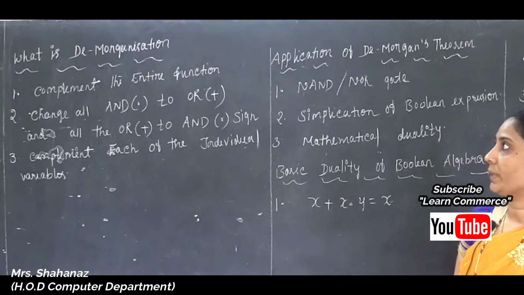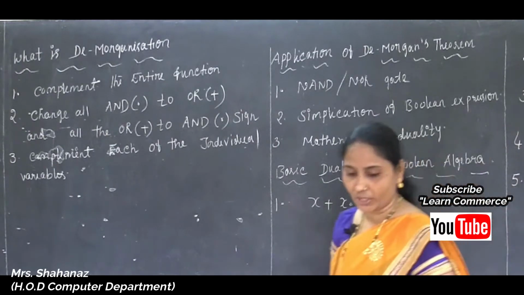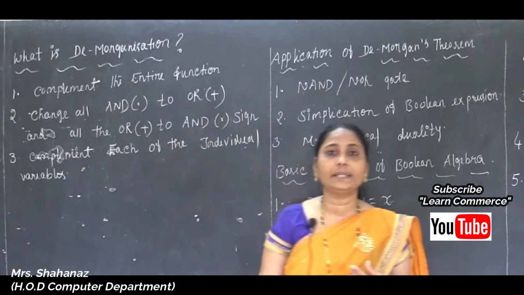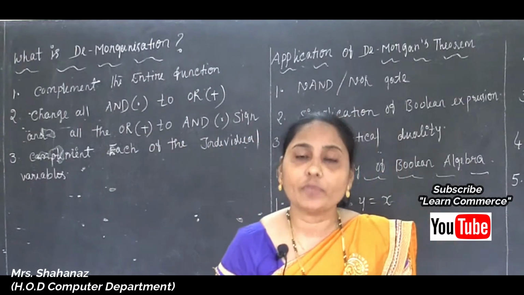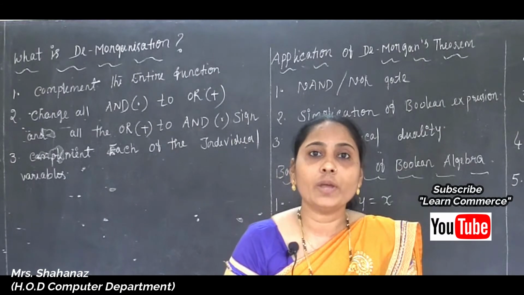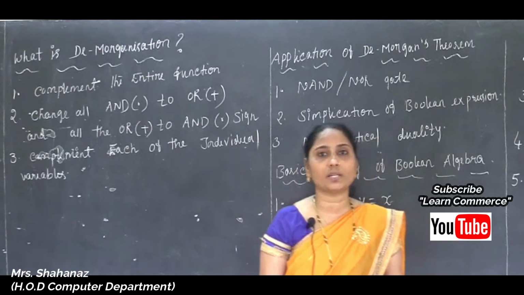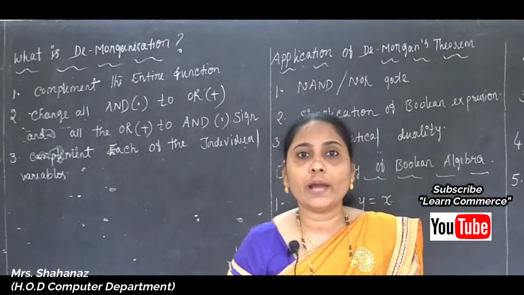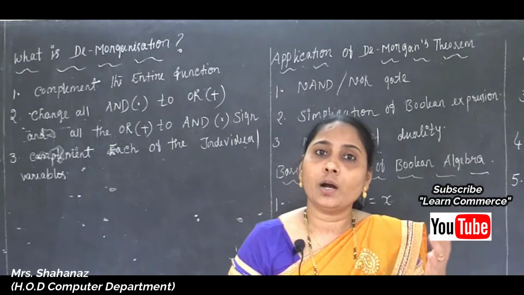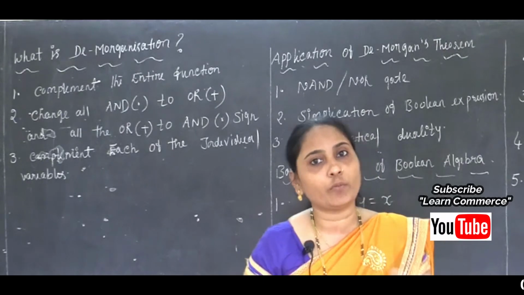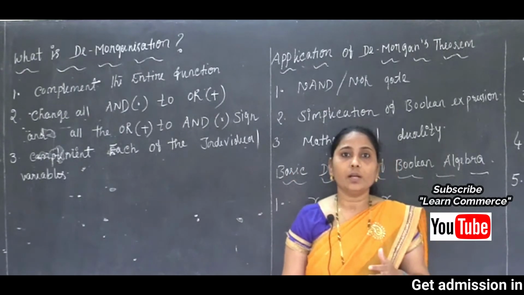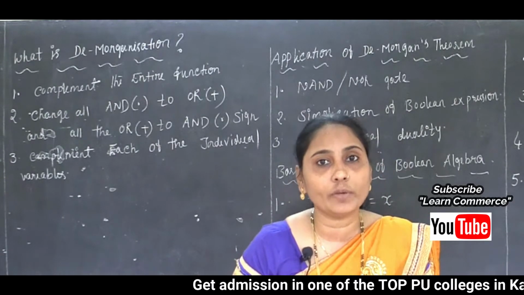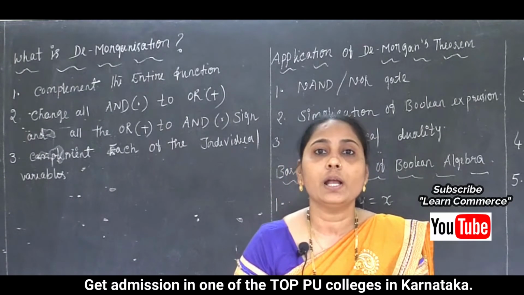The first concept is what is De Morganization, which process is called De Morganization. Although we know some of De Morgan's theorem, how to prove it and when we get the value 1 and the value 0, to represent it we need to follow the following steps.